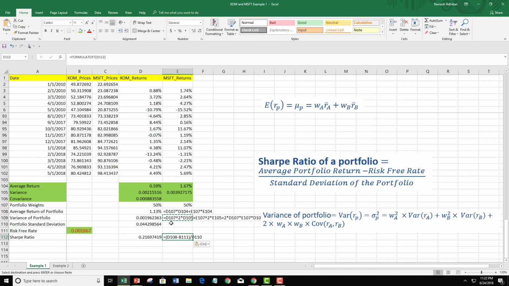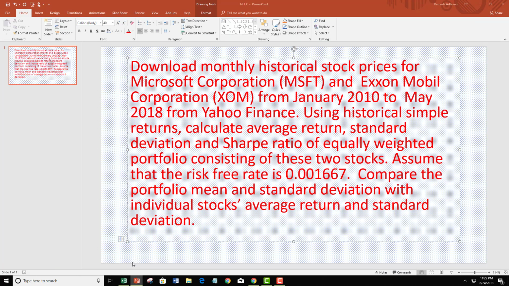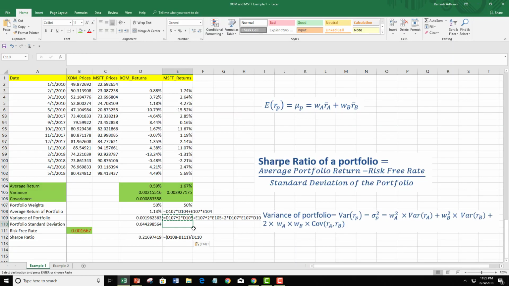So once you compute the Sharpe ratio, portfolio standard deviation, and average of the portfolio, the last part of the question is asking to compare the portfolio mean and standard deviation with the individual stocks' average return and standard deviation. So I'm going to leave that to you.